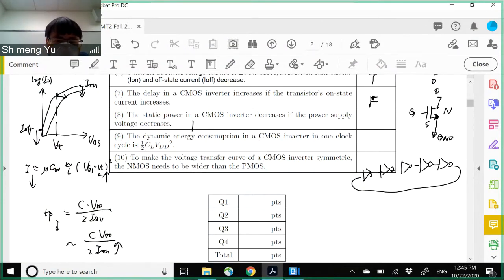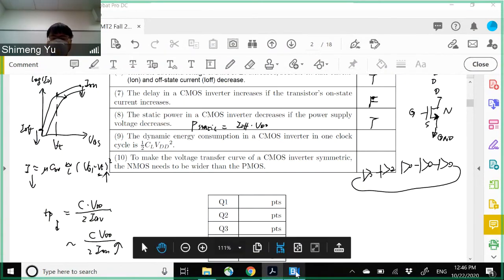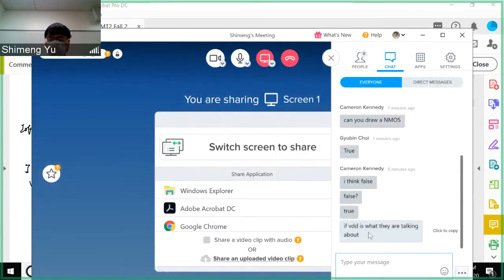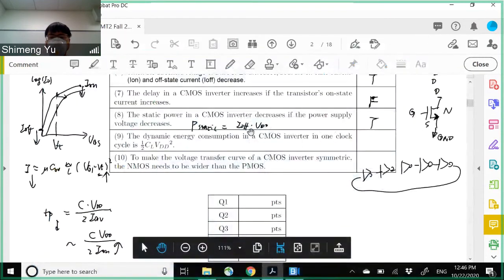And if you recall, the P static is just the I off times VDD. Because this current comes from the power supply VDD. So if you reduce VDD, then the static power reduces. So this is true. Yes, VDD is a power supply.